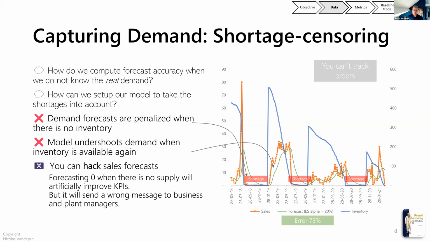Okay. So we have an issue here because our models are wrong. We don't really know the forecasting accuracy and people can hack the forecast. So it's really, really bad. Shortages are very bad. How do we solve this?